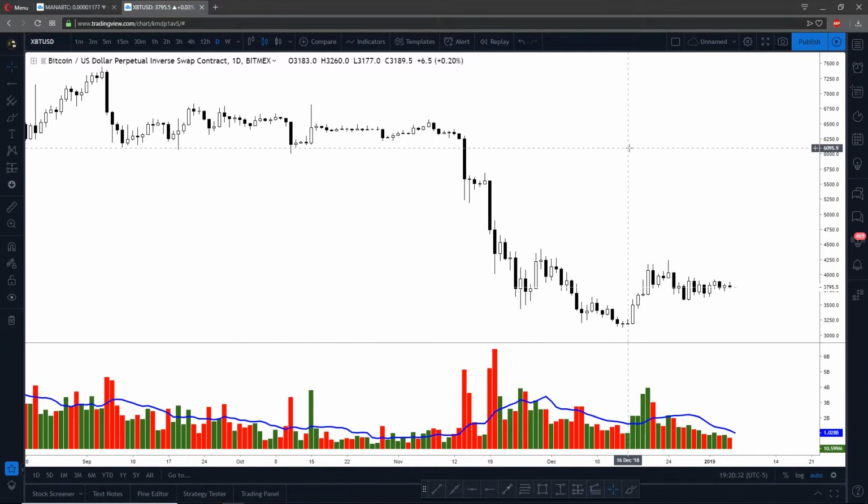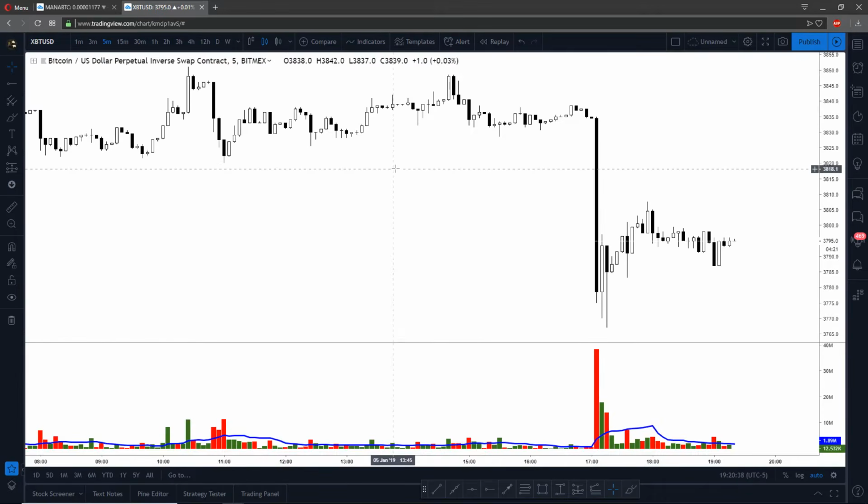You can do this on any time frame, but as always, the higher time frames are much better to do it on. So like you could do this on like a 5-minute.